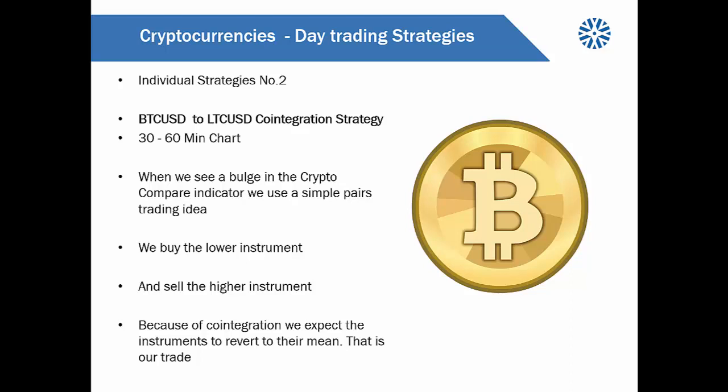When we see that bulge in the Crypto Compare indicator, we're using a very simple pairs trading idea. We're looking to buy the lower instrument and sell the higher instrument. Because of co-integration, we expect the instruments to revert to the mean. That is our trade, keeping it very simple as a pairs trading opportunity.